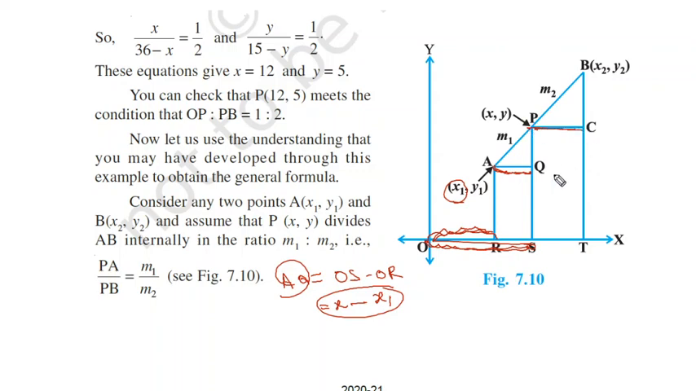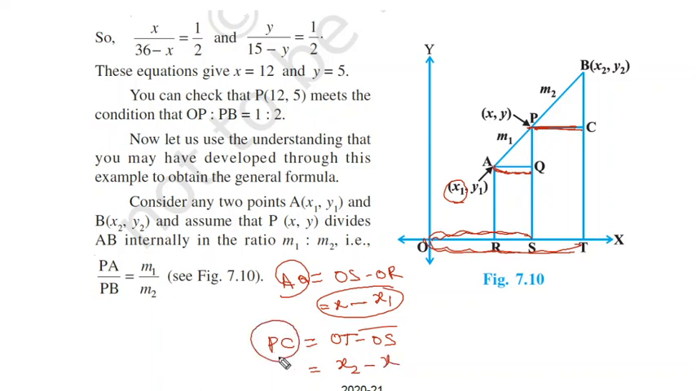Now we'll move to PC. Similarly, PC length will be equal to OT minus OS. The length of OT, you see, OT is X2, minus OS, which is X. Now we have found the length of PC.